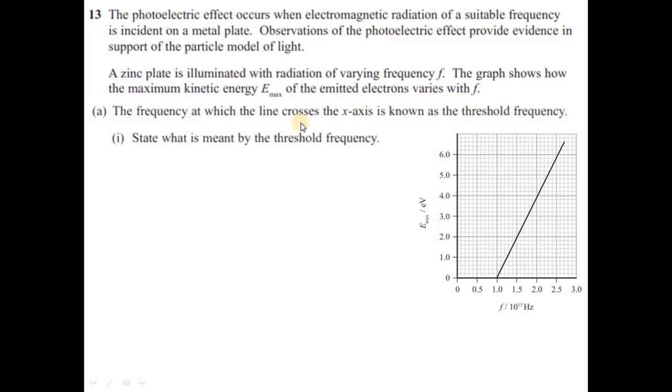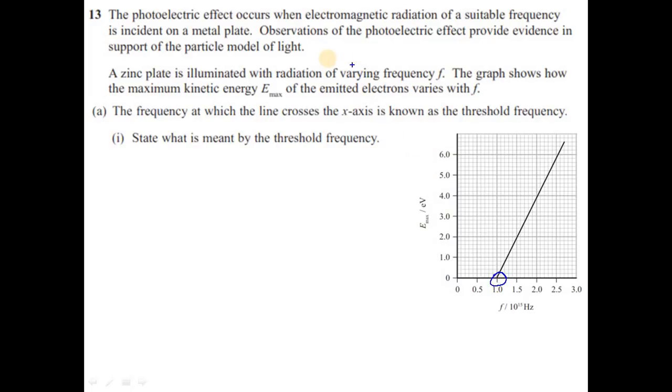The frequency at which the line crosses the x-axis is known as the threshold frequency. State what is meant by threshold frequency. So threshold frequency is the minimum frequency of incident photon at which an electron is just emitted from the metal surface, and generally from the graph the x-intercept represents threshold frequency.